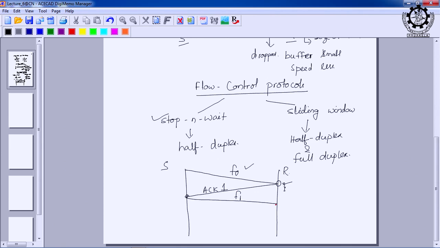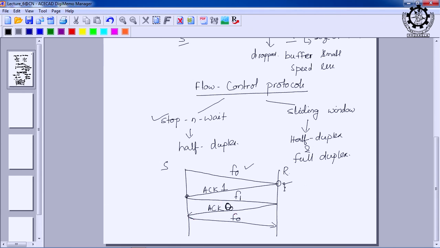And the same thing happens again. The receiver sends the acknowledgement, sorry, this is acknowledgement 0, ACK 0. And now the sender again sends frame 0.